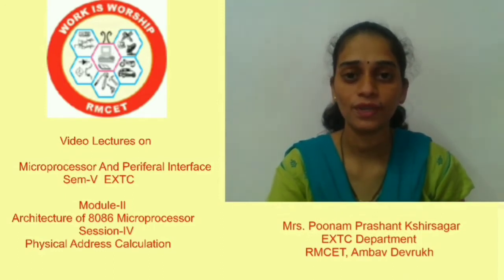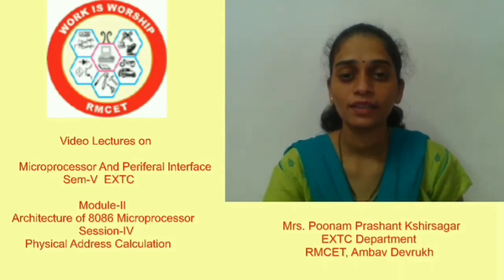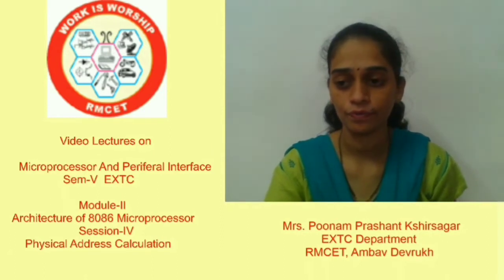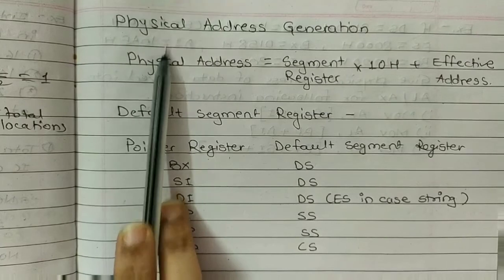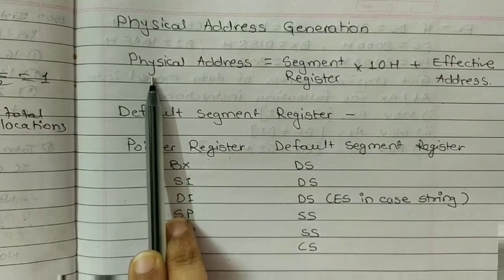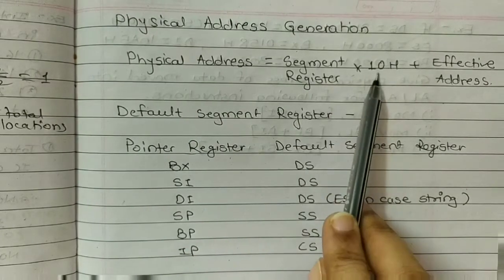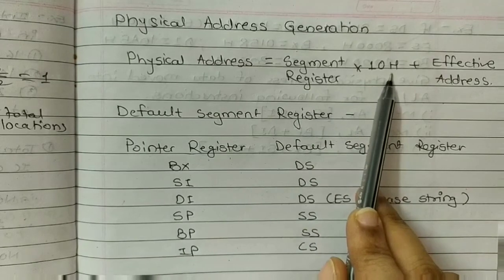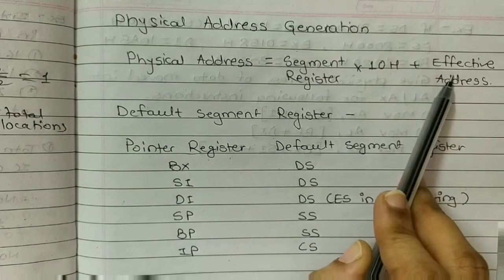In previous session, we have discussed about the memory segmentation of 8086 processor. In this video lecture, we will see more examples based on physical address calculation. In the previous session also we discussed how to calculate the physical address. Physical address is calculated by the formula: physical address is equal to segment register into 10H, which will give us the starting address of the memory segment, plus effective address.